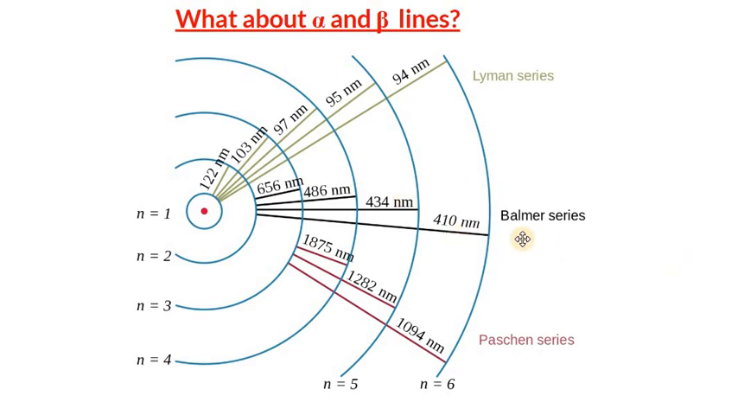Okay, for Balmer series also, electrons need to come to the second orbit from a higher energy orbit. So from the third orbit, when the difference is 1, we will get the alpha line.